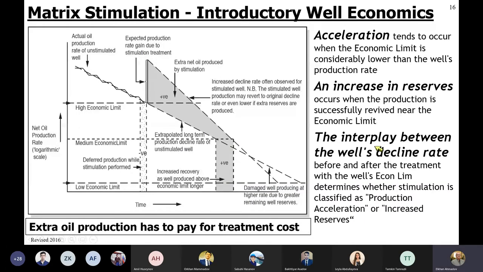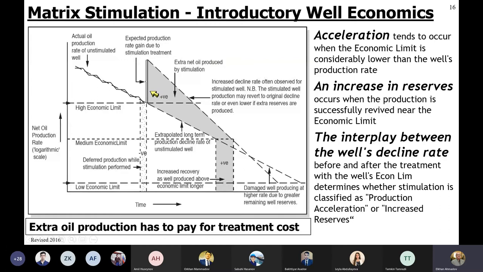So therefore, there is an interplay between the well's decline rate before and after, related to the economic limit, and that determines whether it is production acceleration or increased reserves. Acceleration happens in wells with a lower economic limit, and an increase in reserves is seen in wells with a high economic limit, because without this stimulation, we would have to stop production at this point, and we would lose all this additional oil production.